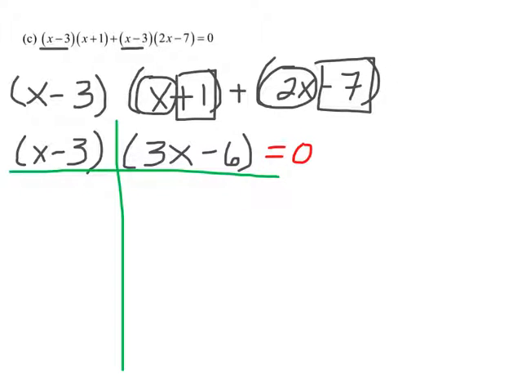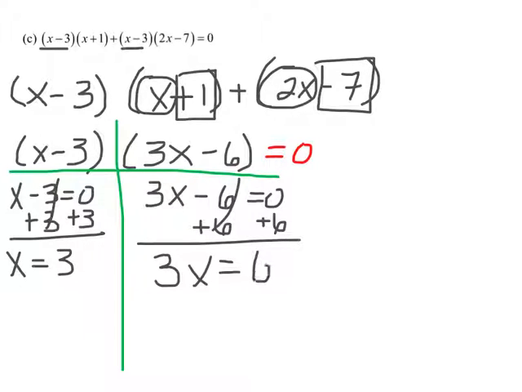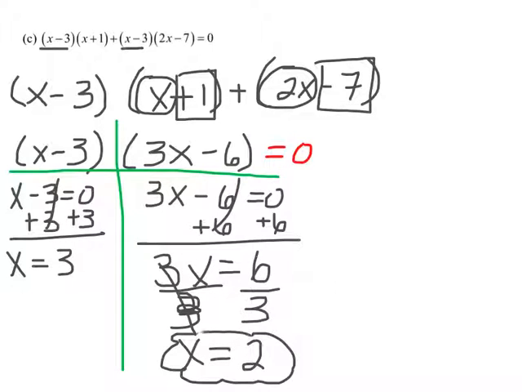So x minus 3 equals 0, 3x minus 6 equals 0. Add 3 on both sides. X equals 3. On the right hand side, add 6. 3x equals 6. Divide by 3. X will equal 2. So I have two roots. X equals 3 and x equals 2.